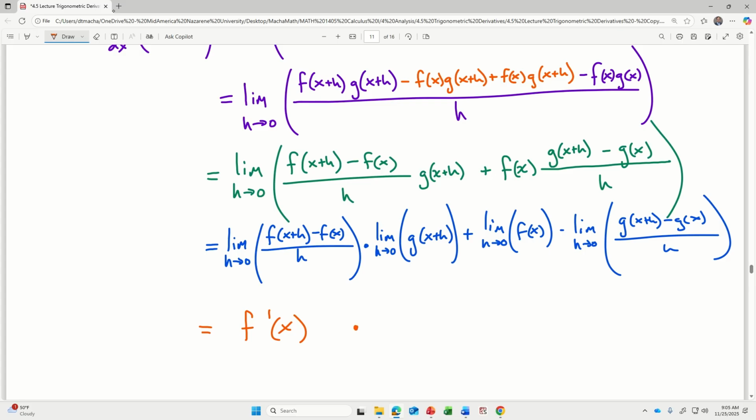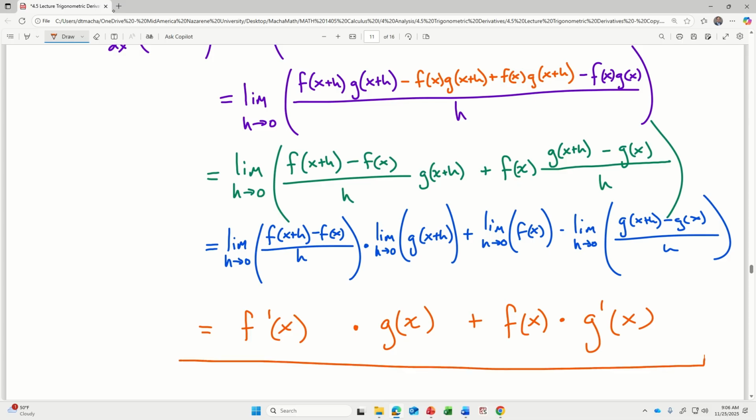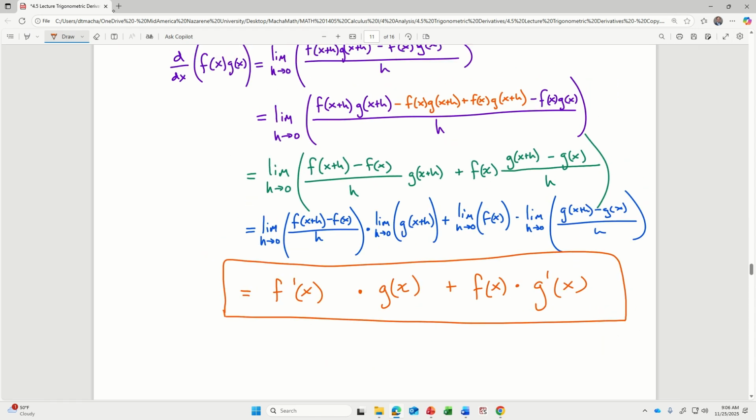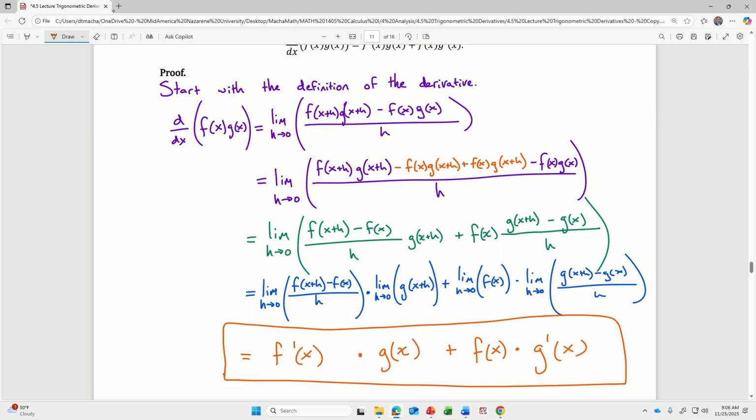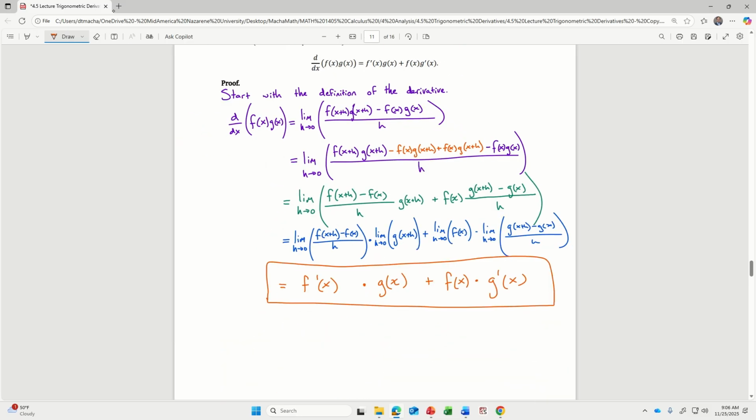What is the limit as h approaches 0 of g of x plus h? Yeah, the h goes to 0, so I'm just left with g of x. Plus, what's the limit as h approaches 0 of f of x? Yeah, just f of x. There's no h's there. And then what is this limit as h approaches 0 of g of x plus h minus g of x divided by h? That's the definition of the derivative g prime of x. And voila, that's how our derivative product rule came to be.